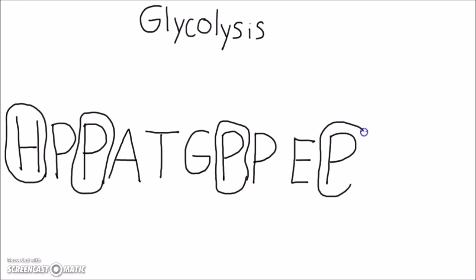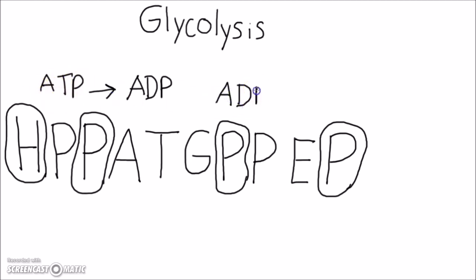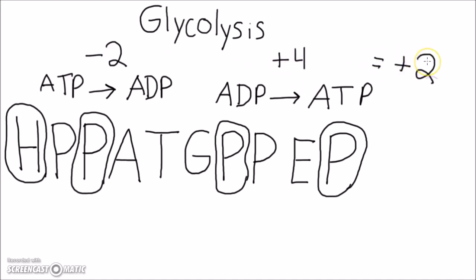The 7th one is phosphoglycerate kinase, and the 10th one is pyruvate kinase. All of these have to do with ATP. So the first two are converting ATP to ADP, so they're using energy. The second two are converting ADP to ATP, so they're gaining energy. The first two subtract 2 ATP, and the second two add 4 for a net of 2 ATP molecules gained.